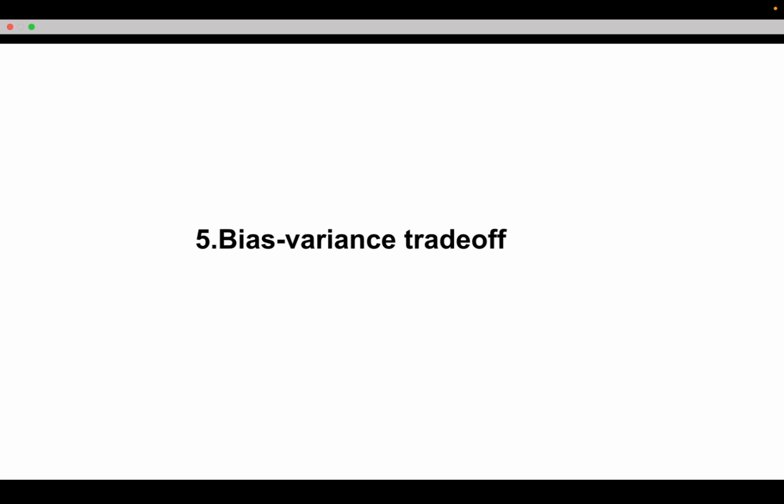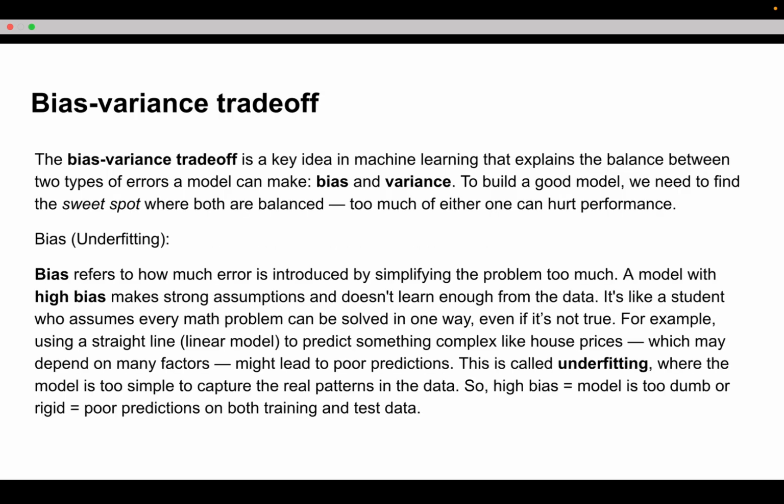Now we have the bias variance trade-off. The bias variance trade-off is a key idea in machine learning that explains the balance between the two types of errors a model can make, bias and variance. To build a good model, we need to find the sweet spot where both are balanced. Too much of either one can hurt performance.